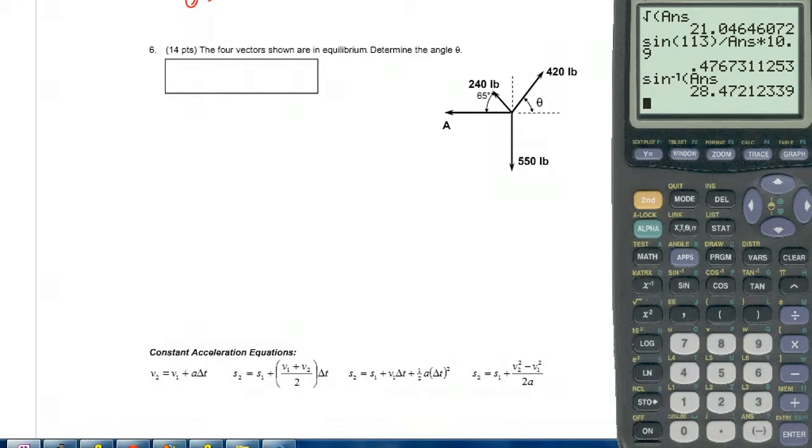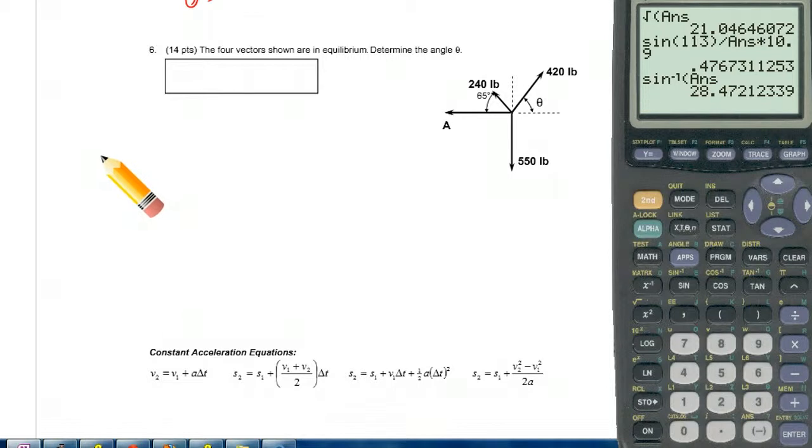The four vectors shown are in equilibrium. Determine the angle theta. We've worked lots of problems like this. With more than three vectors, we've always used components, and we've always set up a sort of table. So let's do that.